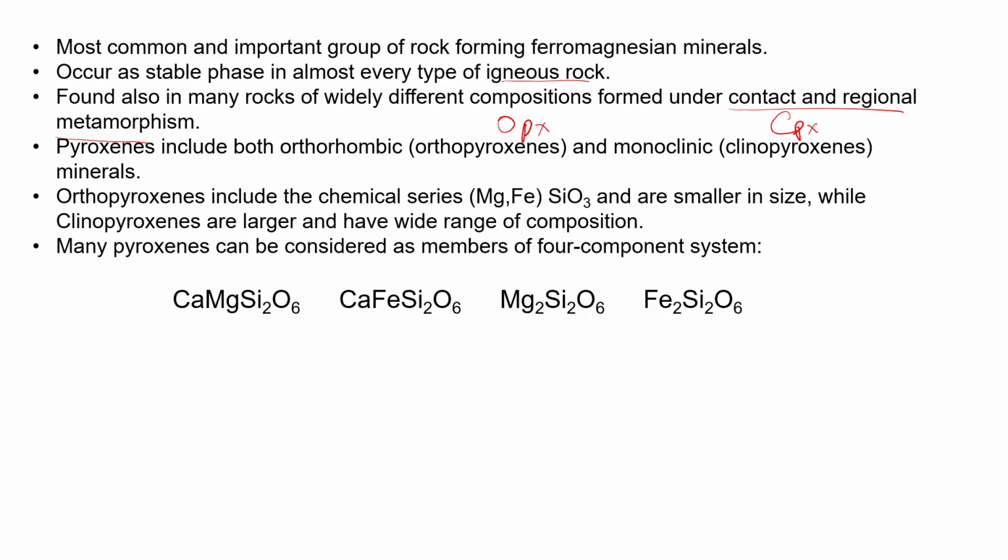Orthopyroxenes include the chemical series (Mg,Fe)SiO3, and most importantly, they are smaller in size, while clinopyroxenes are larger and have a wide range of composition. Pyroxenes are normally considered as members of a four component system. We'll come to the classification of this. The four component system which we see over here includes CaMgSi2O6, the diopside end member.